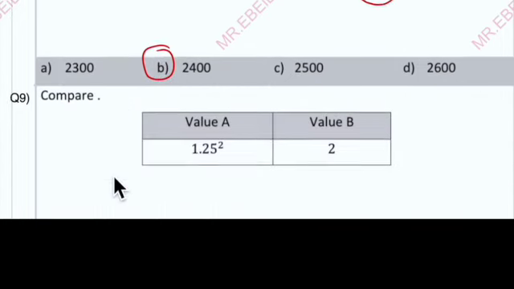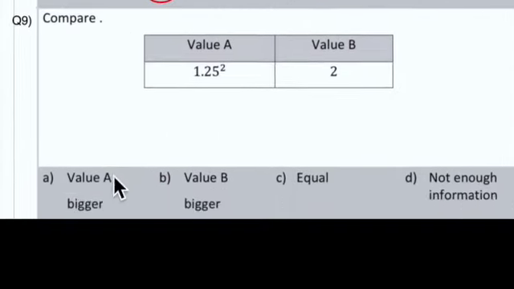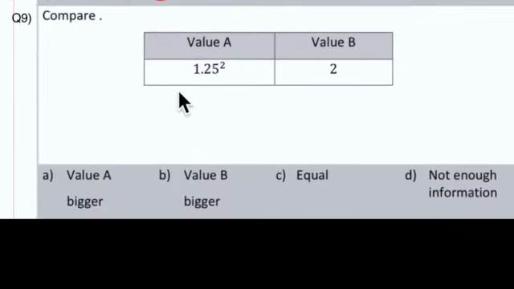Question 9. Compare 1.25 squared and 2. 1.25 squared, I think it will be 1 point something. So the value of A is less than the value of B.